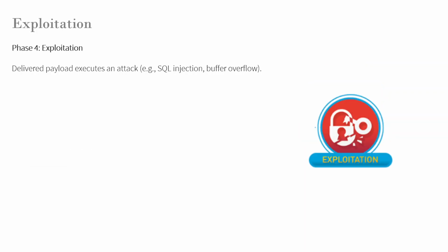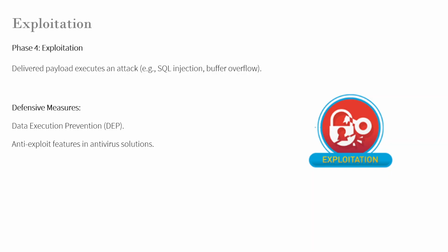Phase 4: Exploitation. Once delivered, the weapon's code is triggered, exploiting the vulnerable application or system using SQL injection, buffer overflow, or other means. The exploitation defense measures include using DEP to prevent code from running in memory regions marked as non-executable, hence thwarting certain types of attacks like buffer overflows.